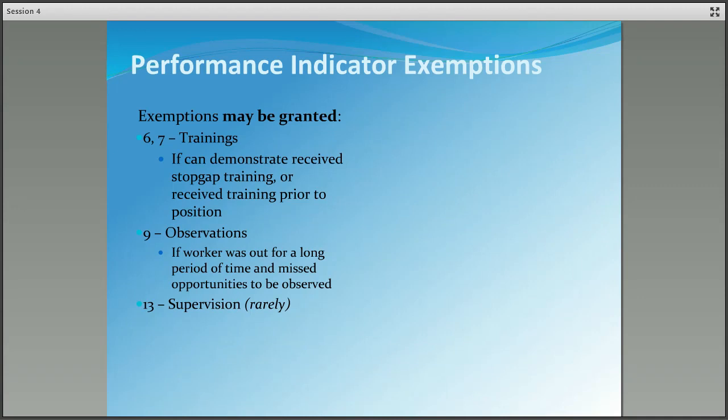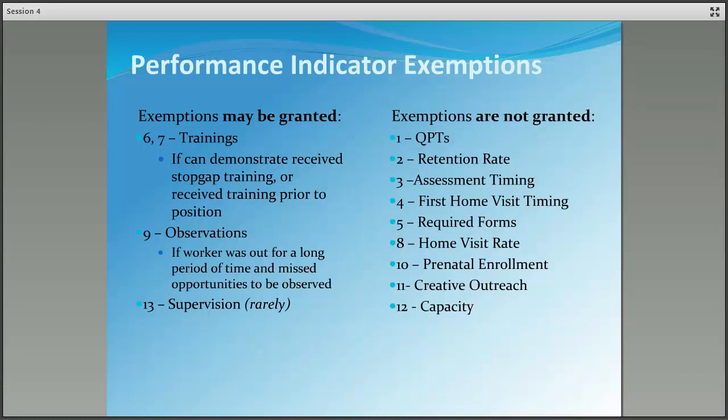If you think you'd be eligible for an exemption, make sure you send that request to your contract manager by the beginning of April or October so it can be reviewed by CA. Note that exemptions are not granted for the remaining PI items. For these indicators, you either meet the requirement or do not meet it. There is no mediation process.